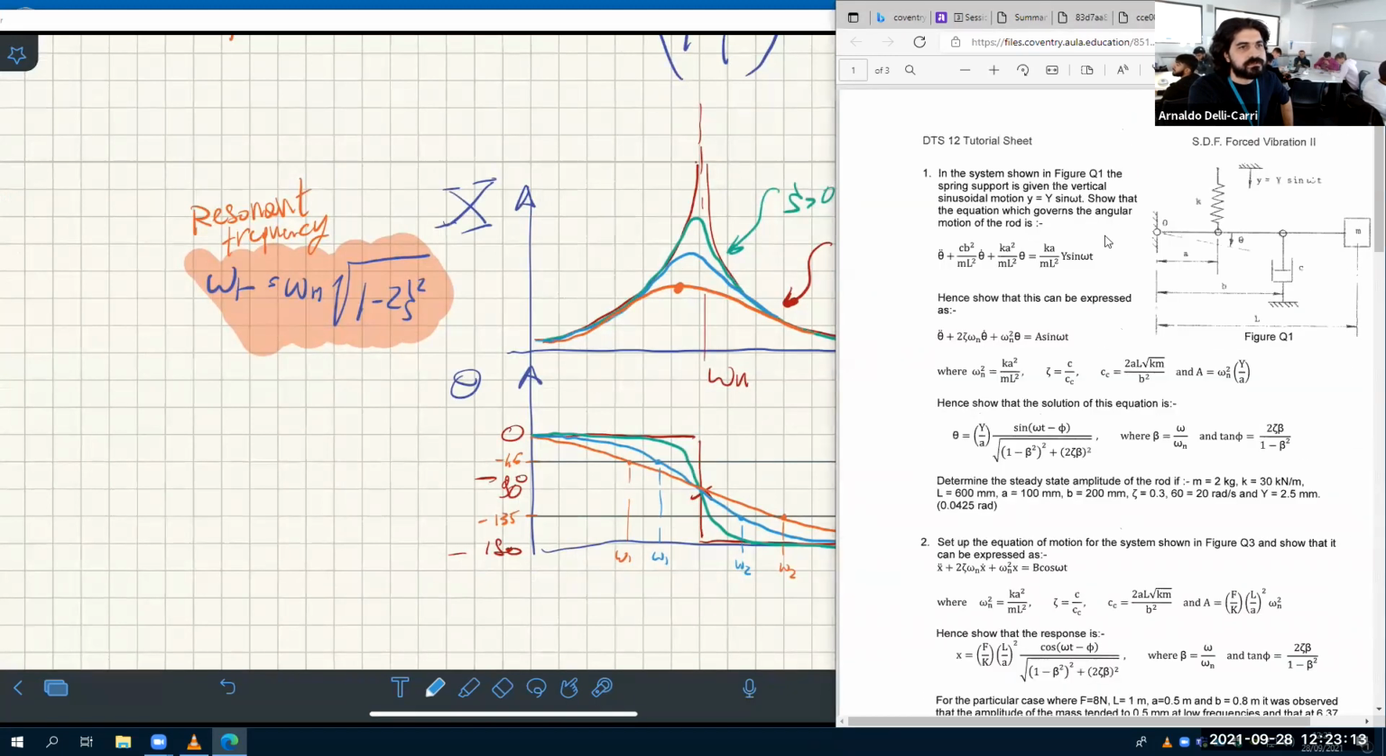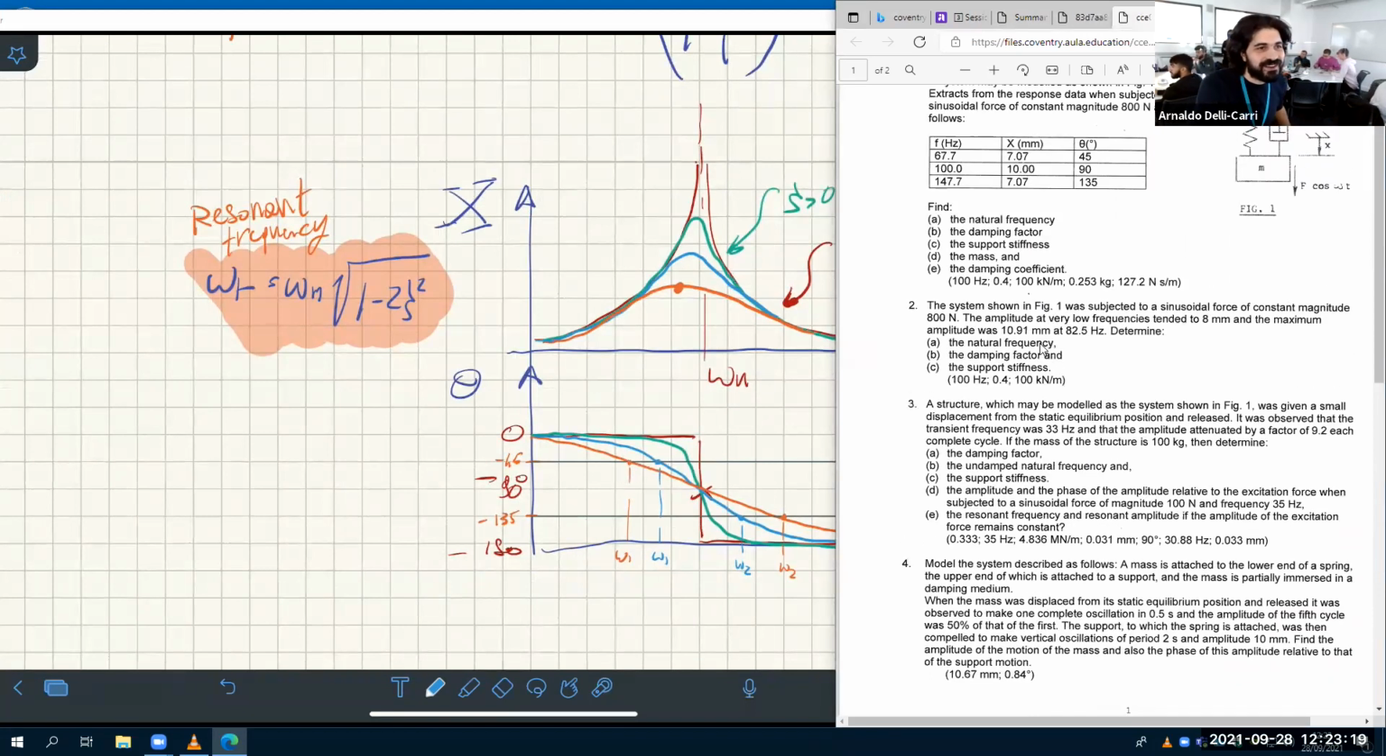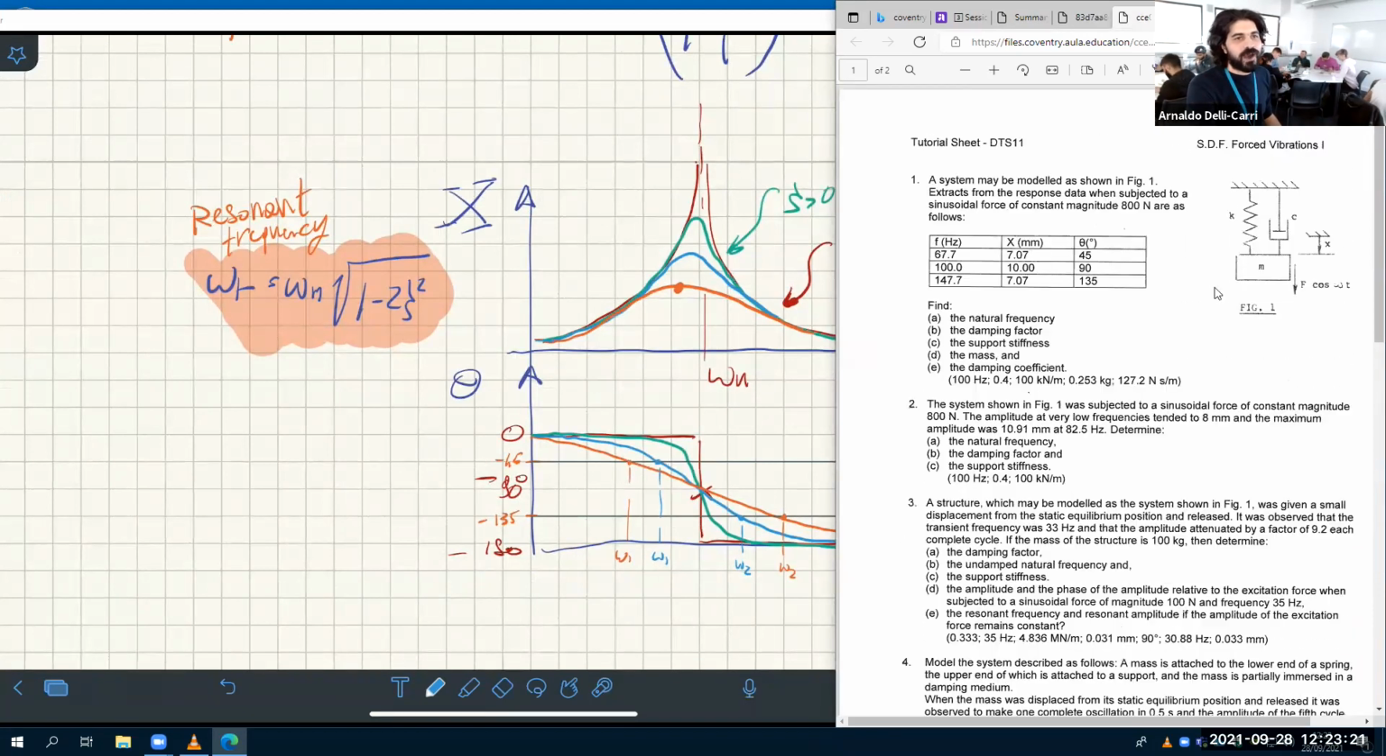Which is not this, not this. Sorry, which one was it? Question number 2. Oh, 2 and 3. Okay, so the system in figure 1, which is this one, is subjected to a sinusoidal force of constant magnitude 800 newtons. The amplitude at very low frequencies tended to 8 millimeters, and the maximum amplitude was this. Determine the natural frequency, the damping factor, and the support stiffness.